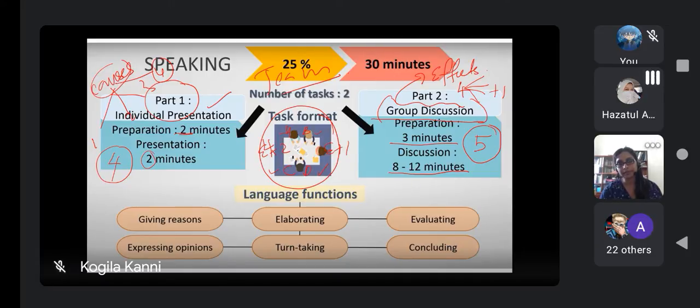The preparation, that 3 minutes, is for us to think of our points, and the discussion is for all four of us to talk to each other, right? No, darling, that 3 minutes is for individual timing. Nobody discusses in those 3 minutes. It's for that individual person. You guys are facing each other, right? So basically I say, candidates, you are given 3 minutes to prepare points for your discussion. So everybody keeps quiet and comes up with your points.